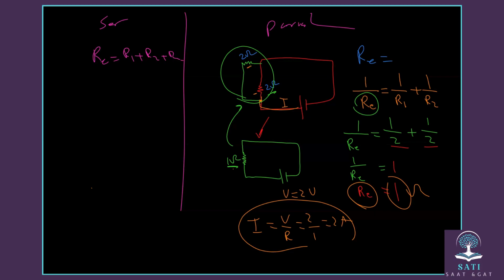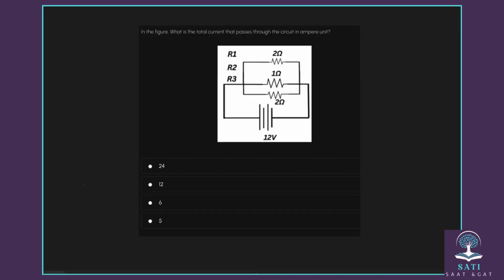Okay, last point we talk about is, if I have a question like this. The question says, in the figure, what is the total current that passes through the circuit? As you see here, I have 3 resistances, right? Resistance number 1 is 2 ohm, number 2 is 1 ohm, number 3 is 2 ohm. And they are connected, as you see, in parallel.